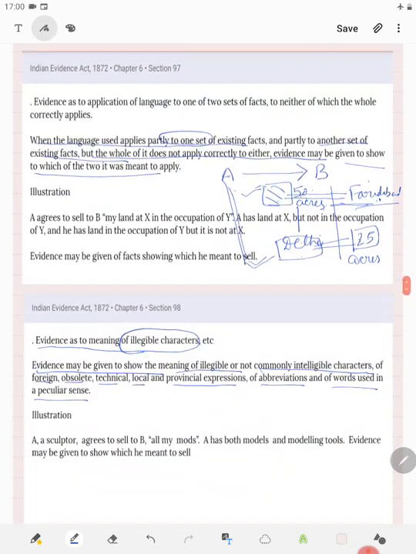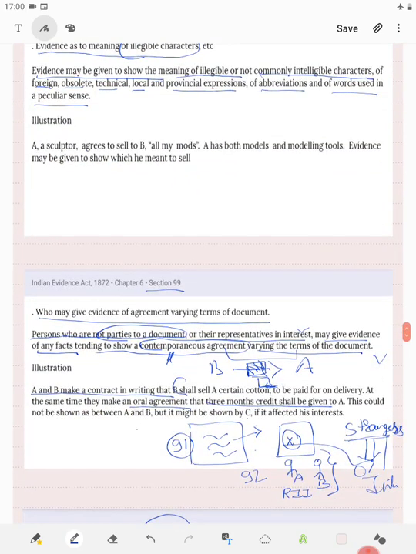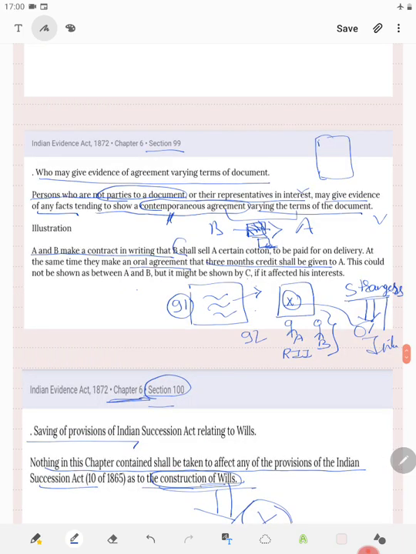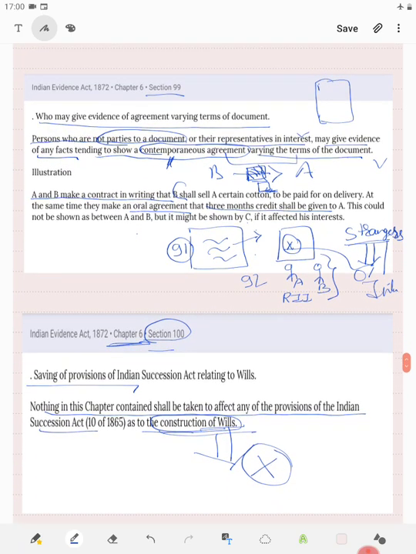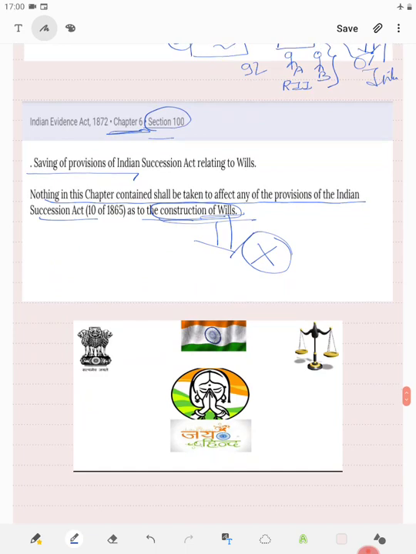Then we saw section 99, which says that the parties are bound by the document, and if there is a contemporary agreement, then strangers can give evidence. Even oral agreement can be given by them, provided they have an interest in it. And then we saw section 100, where it says that in case of construction of a will, the provisions of this chapter will not apply.